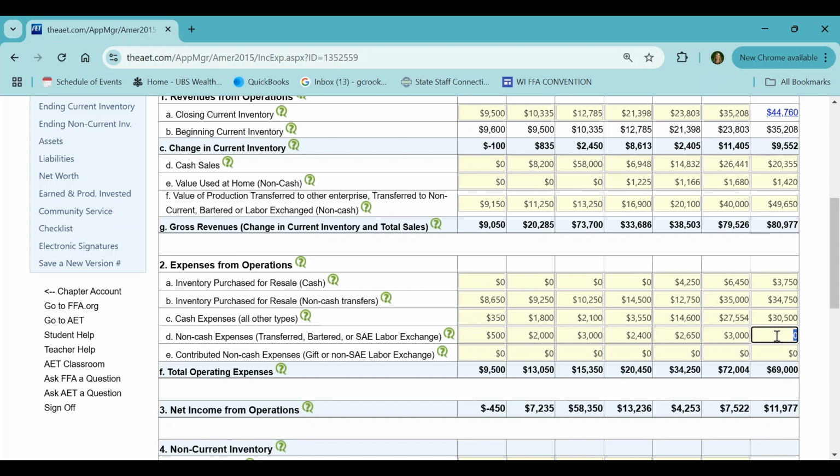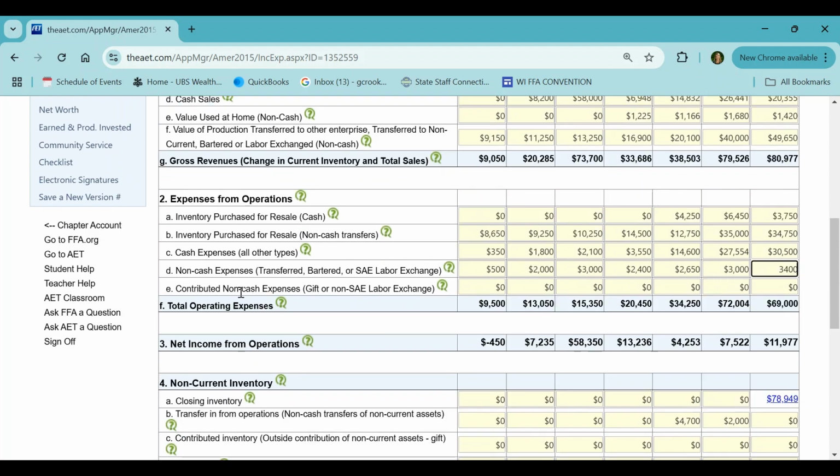So this could be for other things, like feed and things like that. So 3,400. And then, yeah, notice they didn't have any contributed gifts, something they were gifted in exchange for their labor. So this is a non-cash expense also, or it's a non-SAE labor exchange. Sorry, this would be where you put gifts.